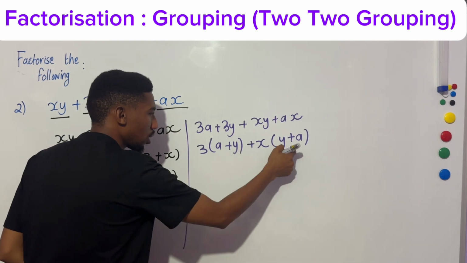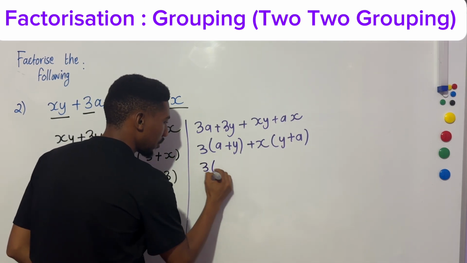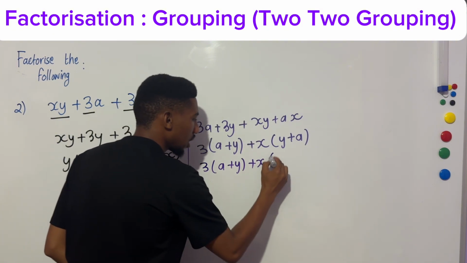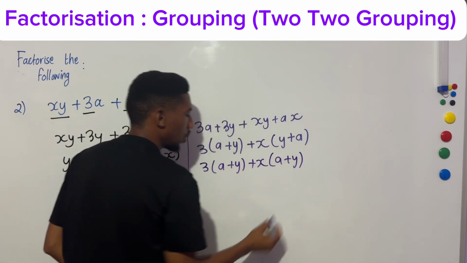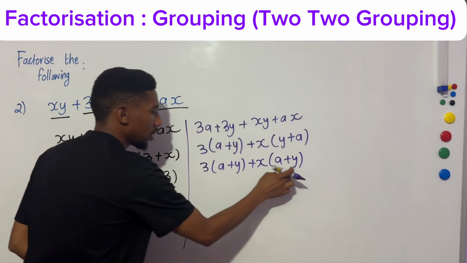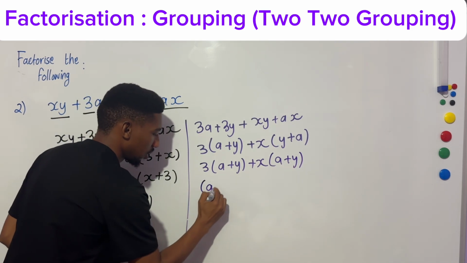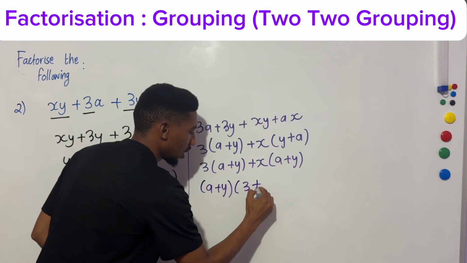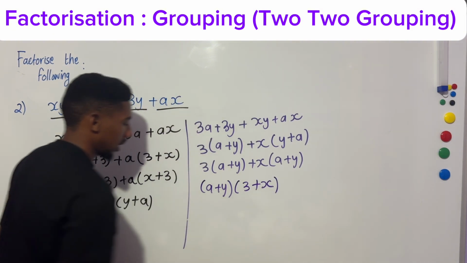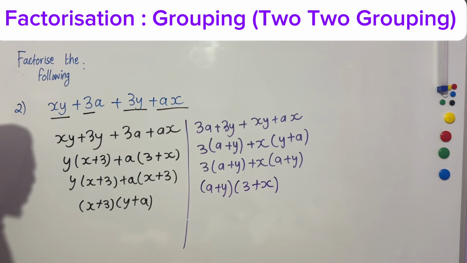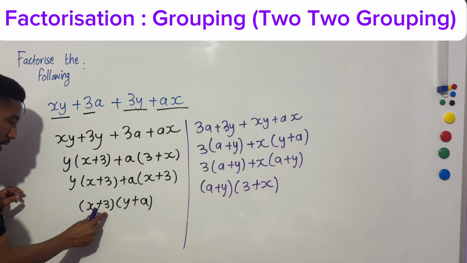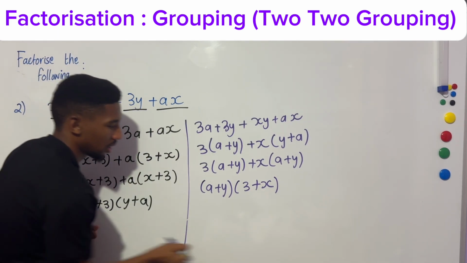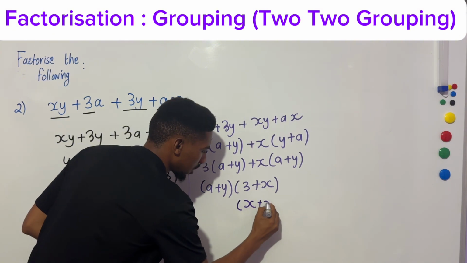Again, these brackets are common, they just need to be switched around. So we have 3(a plus y) plus x(a plus y). Now again we have common brackets over here. So we have a plus y, that's our common bracket, and we have the 3 plus x bracket. What do you notice? This is x plus 3. That is 3 plus x. Again, I can rewrite that to be x plus 3.